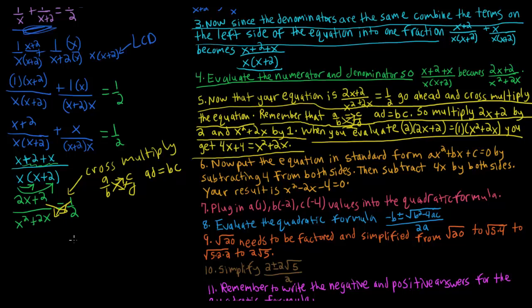So 2x plus 2 times 2 equals 1 times x squared plus 2x. If we evaluate that out, 2 times 2x is 4x, 2 times 2 is plus 4, equals 1 times x squared, which is just x squared, 1 times 2x is just 2x, so equals x squared plus 2x.